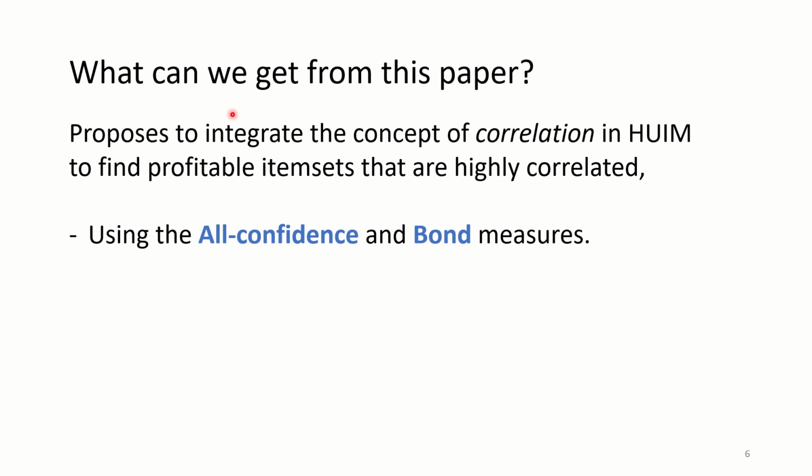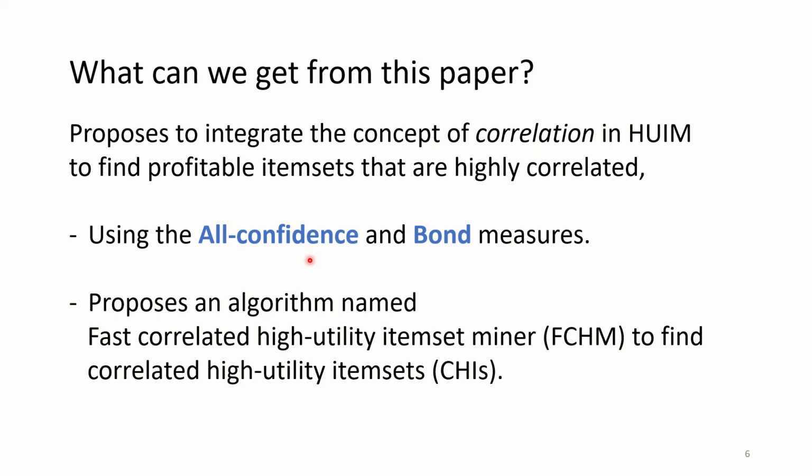So what can we get from this paper? This paper proposes to integrate the concept of correlation in high utility item set mining to find profitable items that are highly correlated using the all confidence and bond measure. All confidence and bond is basically a user defined threshold. We have to calculate the all confidence or bond measure of an item set and compare that to the user defined threshold to determine if the item set is a correlated high utility item set or not.